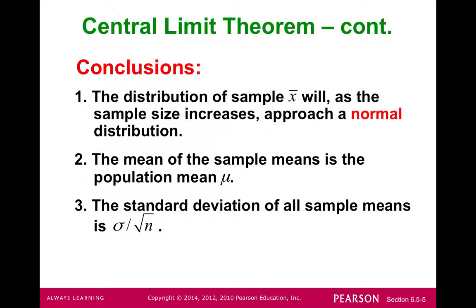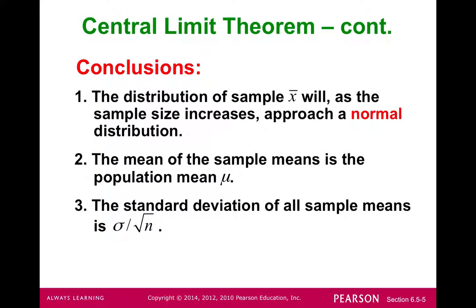Okay, so where does that bring us? So the distribution of the sample mean, so again, this is the symbol for mean, we learned that earlier in the course, will, as the sample size increases, approach the normal distribution. So again, your sample mean is going to approach that normal distribution as your sample size increases. The mean of the sample means, so now we don't just have a sample mean, we actually have a mean of sample means, is the population mean.